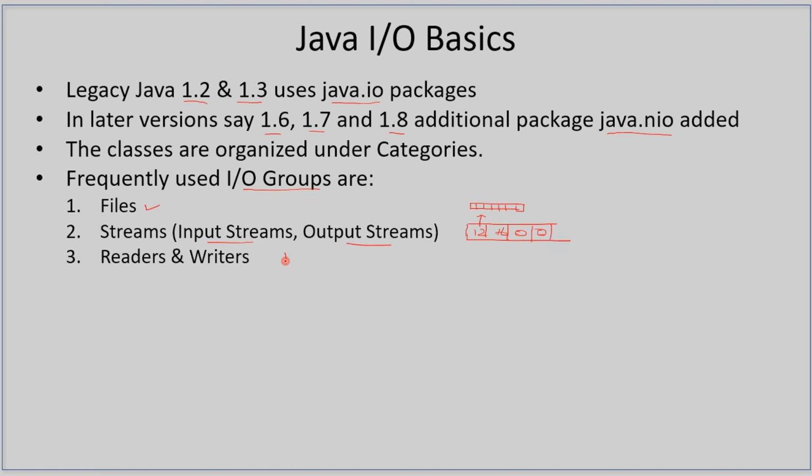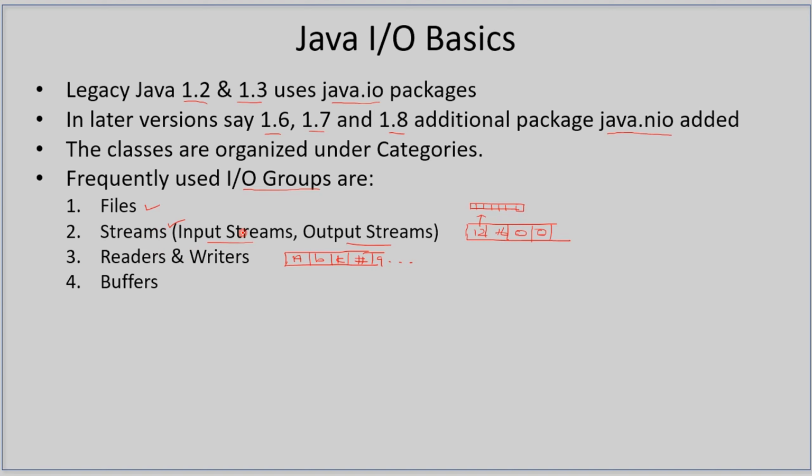Readers and writers will store a stream of characters. Here you can see characters like A, B, K, hash, 9, just as an example. So streams are a stream of bytes or bytecode, and readers and writers are a stream of ASCII characters or text characters. Then we also have buffer. So these are the groups: file related classes, stream related classes, readers and writers.